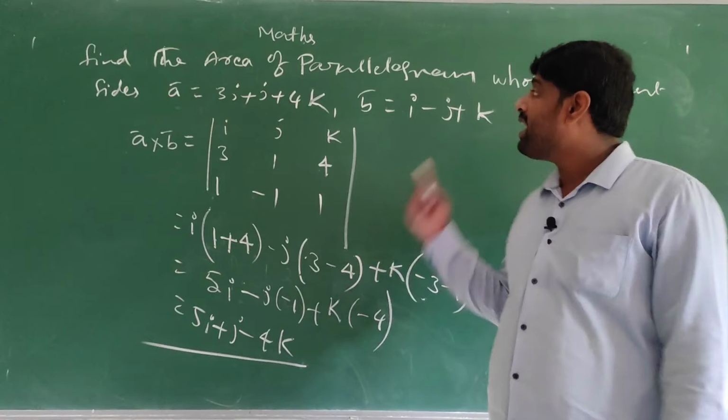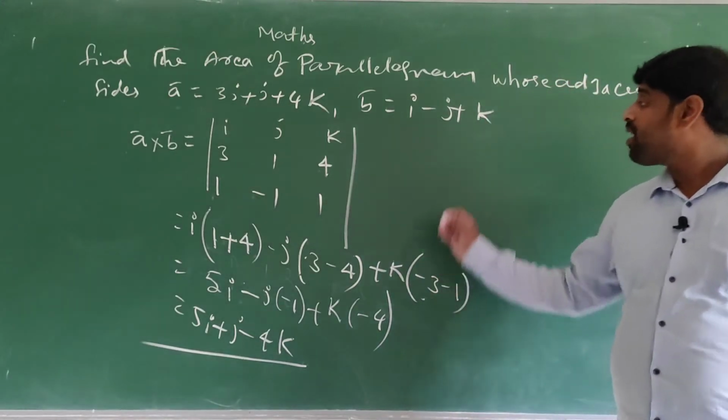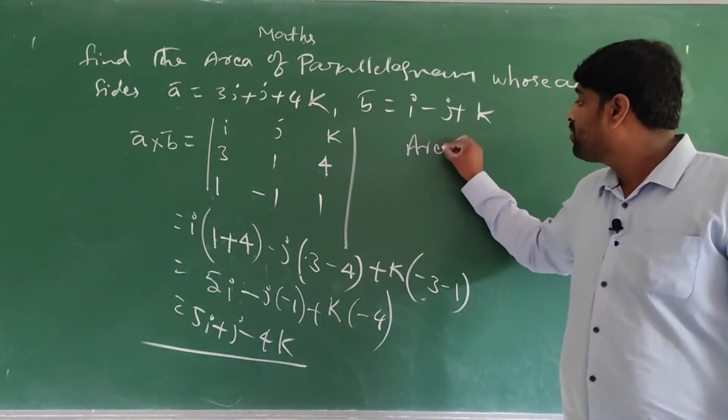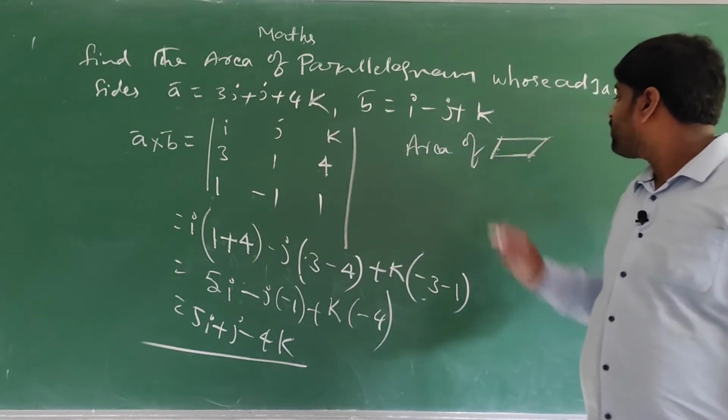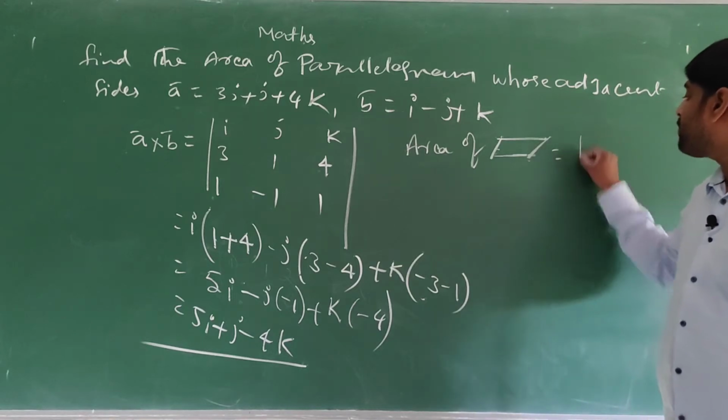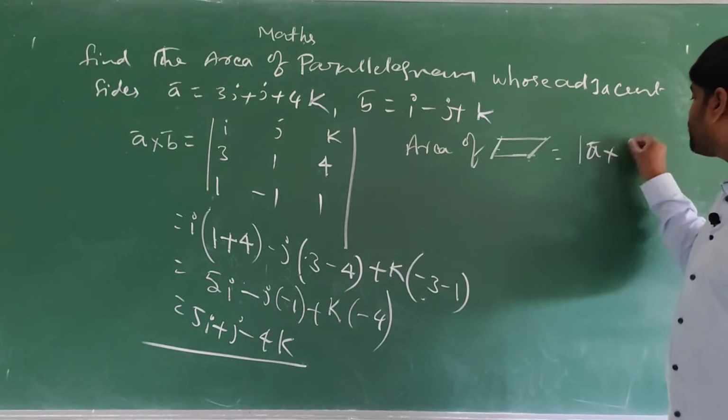Now I have to find the area of the parallelogram. The area of a parallelogram formula is the magnitude of A bar cross B bar.